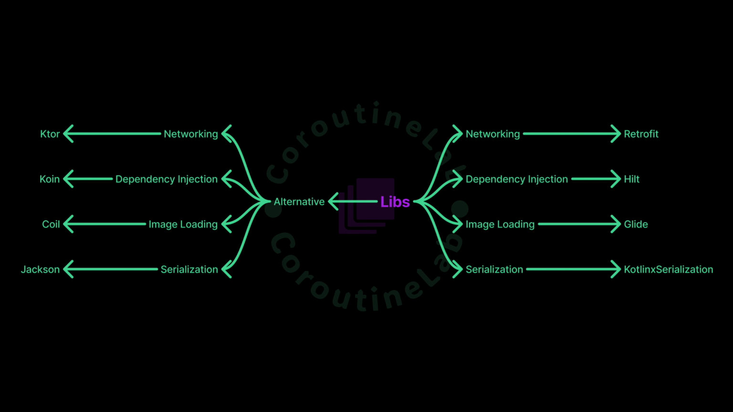Here is a quick snapshot of some of the major libraries we will be using to create our project. You can also use an alternative library if you want. Ktor, Koin, and Coil are very important libraries, especially if you're working in KMP projects. We will create a video about that in the future.